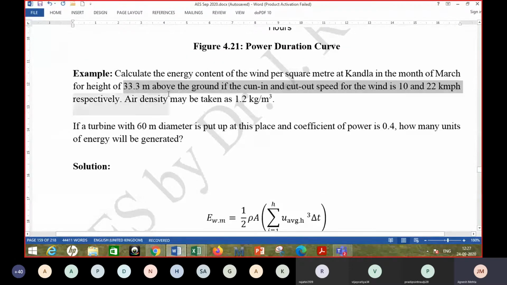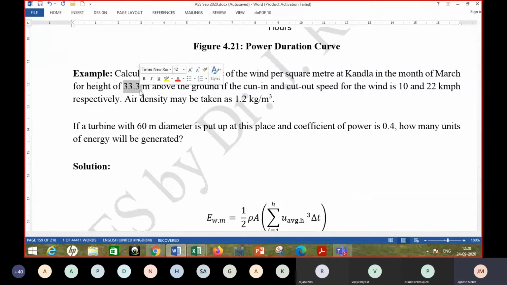Now 33 meter is the height at which the measurements have been taken. Right. So in the table itself, it is mentioned at the top or at the bottom that these readings have been taken at 33.3 meters height. You will find it in the second image at the bottom right corner. That sensor is at 33.3 meter above ground. So you don't have to utilize this data. It's just the height at which these velocities have been measured.